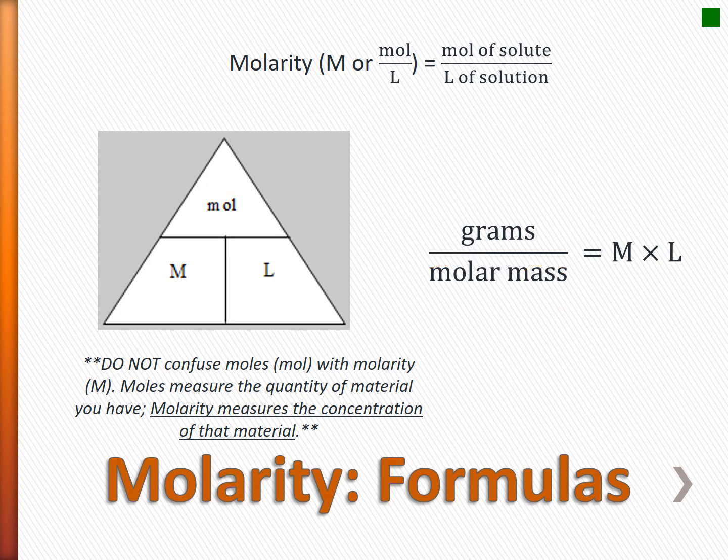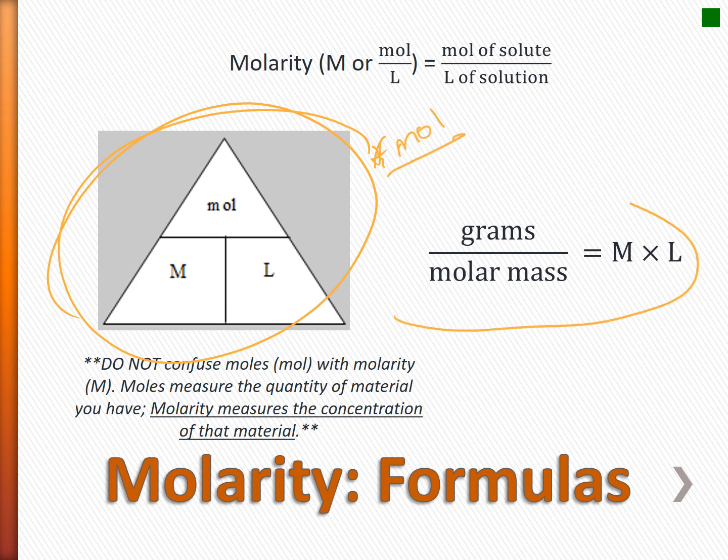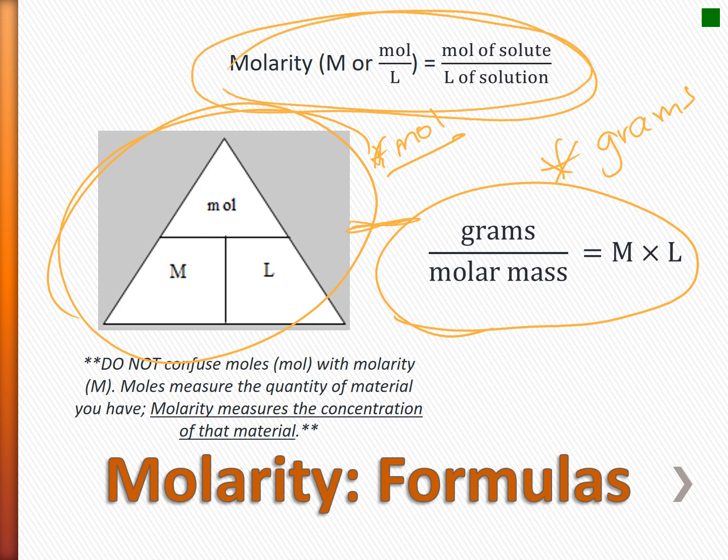So when do you use what formulas? Well, this triangle is what you use when I ask or give you moles. And this one, grams over molar mass, is when I ask or give you grams of a substance. So either of these two triangles are really your primary. This is the main formula, and these two other formulas below are derived from that major formula.